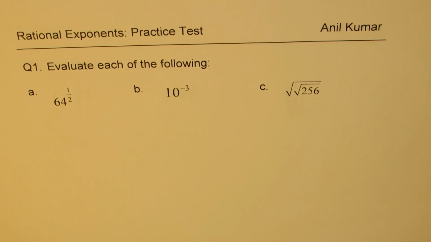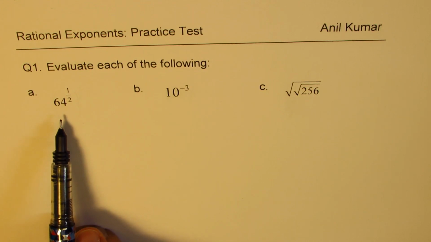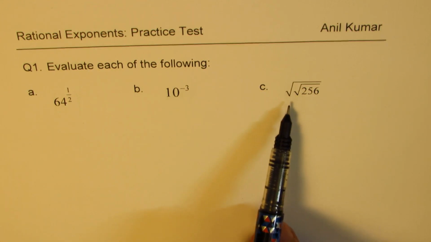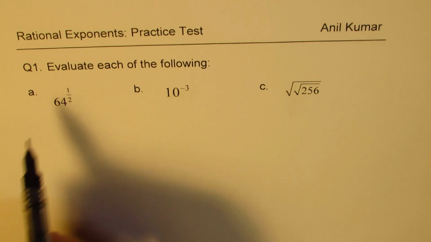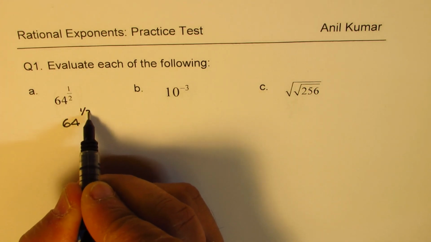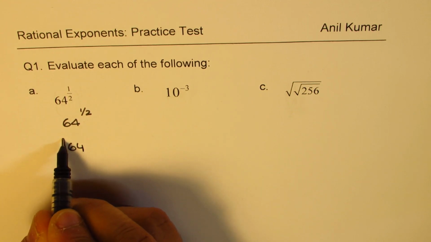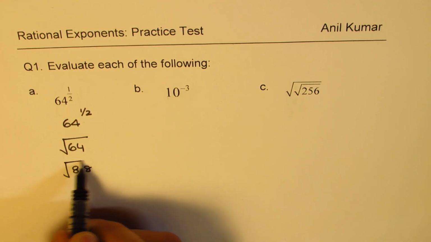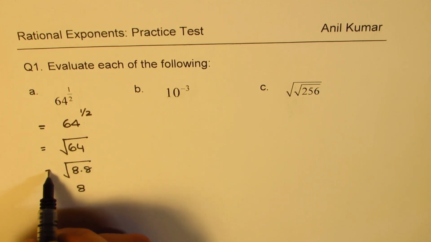Here is question number 1. Evaluate each of the following: 64 to the power of half, 10 to the power of minus 3, square root of 256. So the very first one is 64 to the power of half. Basically it means you need to find the square root of 64. You can think 64 is like 8 times 8, and when you do square root, you should get 8. So 8 is your answer.